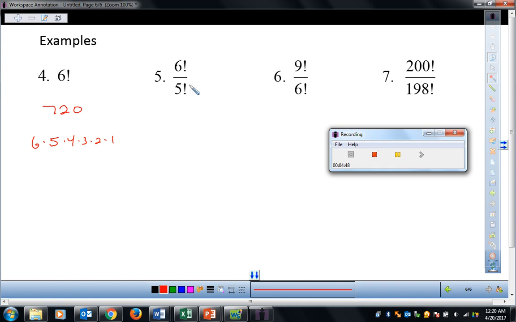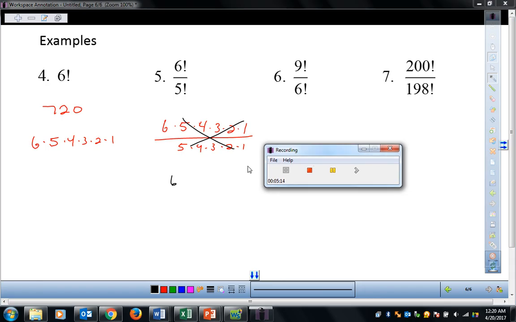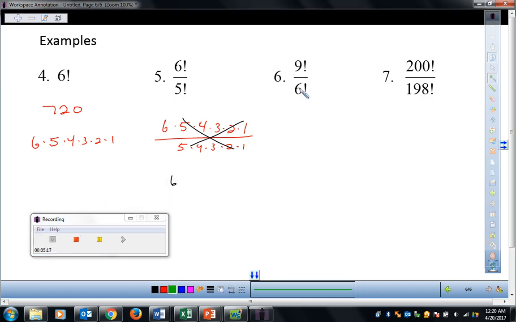For something like number 5, where we have 6 factorial over 5 factorial, so I'm going to write this out, and I'll show you why here in a second. So you could plug that into your calculator, or you can think of it this way. 6 times 5 times 4 times 3 times 2 times 1 all over 5 times 4 times 3 times 2 times 1. And you'll notice what happens here with all of this is going to cancel out, so you're left with just 6. So recognize now number 6, this sixth example, that 9 factorial over 6 factorial, from 6 on down is going to cancel out, so I'm left with 9 times 8 times 7, which is 504.